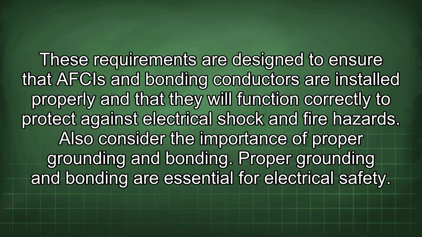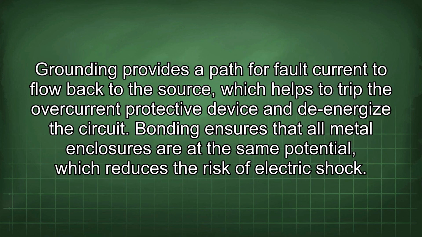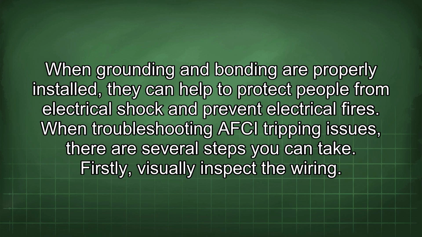Also consider the importance of proper grounding and bonding. Proper grounding and bonding are essential for electrical safety. Grounding provides a path for fault current to flow back to the source, which helps to trip the overcurrent protective device and to de-energize the circuit. Bonding ensures that all metal enclosures are at the same potential, which reduces the risk of electric shock. When grounding and bonding are properly installed, it can help to protect people from electrical shock and prevent electrical fires.